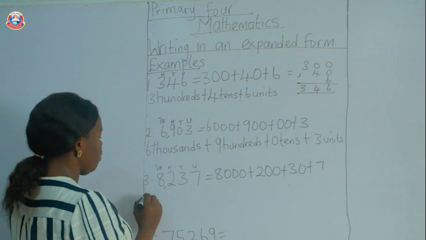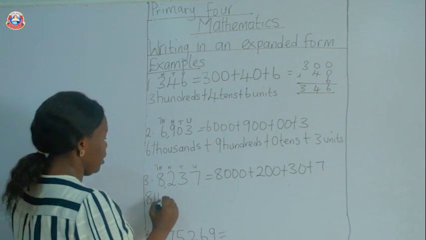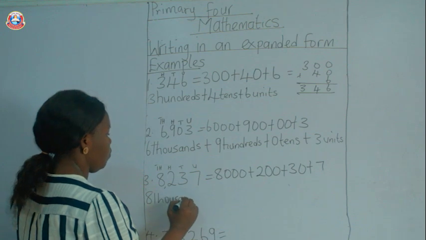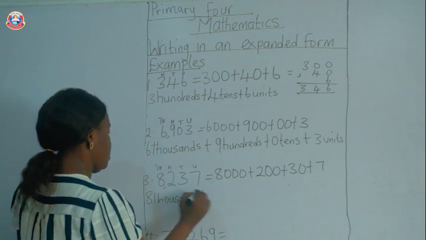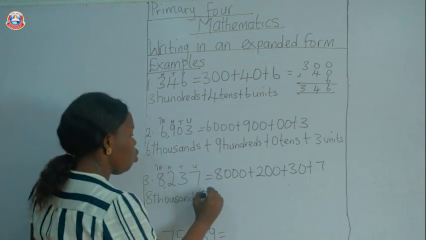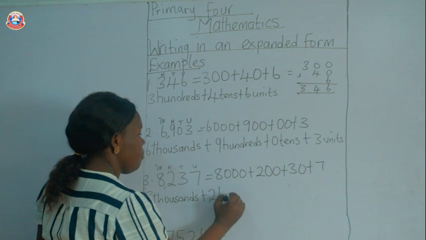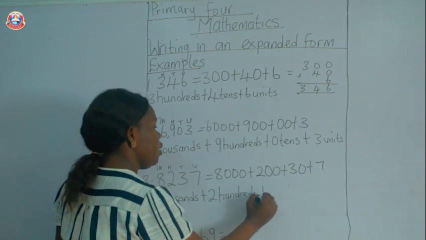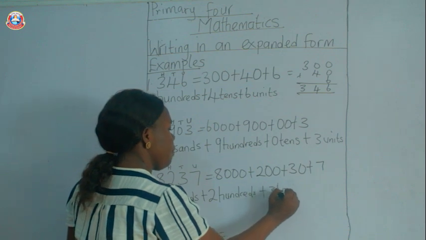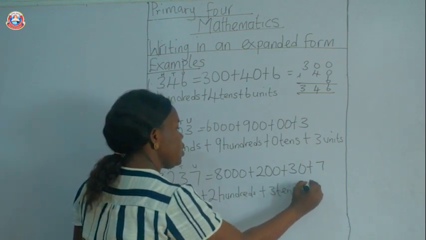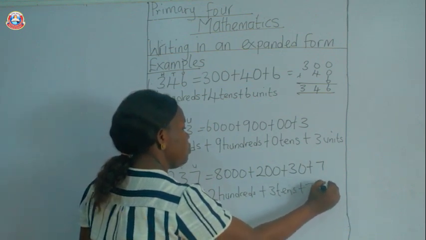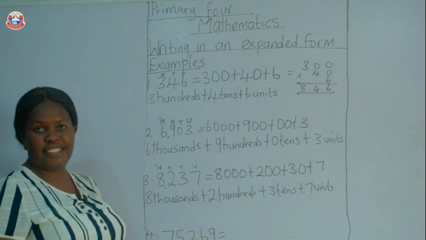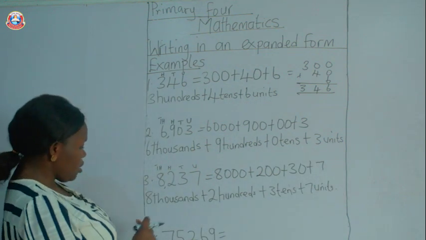Now let's use the other method. The other method will give us what? 8,000 plus 200 plus 3 tenths plus 7 units. I hope we are following. Great job. Now let's go to number 4.